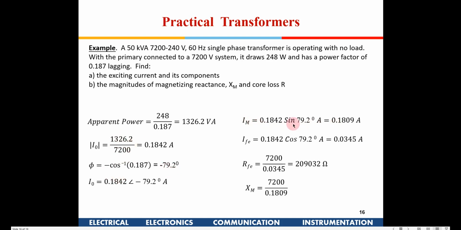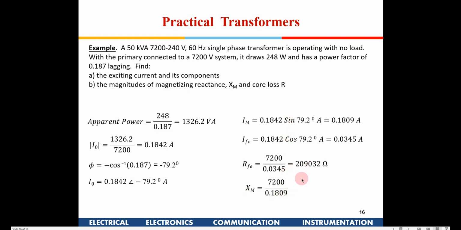From the magnitude of the current, if you multiply with the sine of that, you get the magnetic component, and if you multiply it with the cos, you get the core loss component. Okay, so if I have to find RFE, it is voltage divided by this current. Similarly, if I have to find XM, it is the voltage divided by this. Is it clear how to do these calculations?